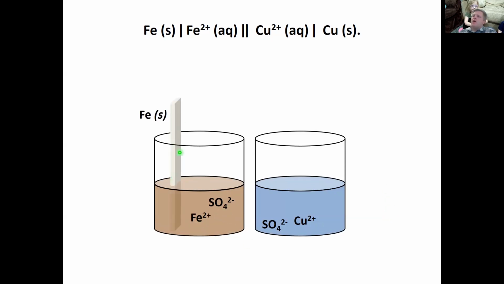Okay, now we're going to add our solid bars to each side. So I've added an iron bar to the solution with the iron 2+, the copper bar to this side with the copper 2+, and I add a wire. And which way are electrons going to flow? Well, if we look at our reaction up here, the iron is giving up electrons and the copper is gaining them. So the electrons will be flowing this direction.